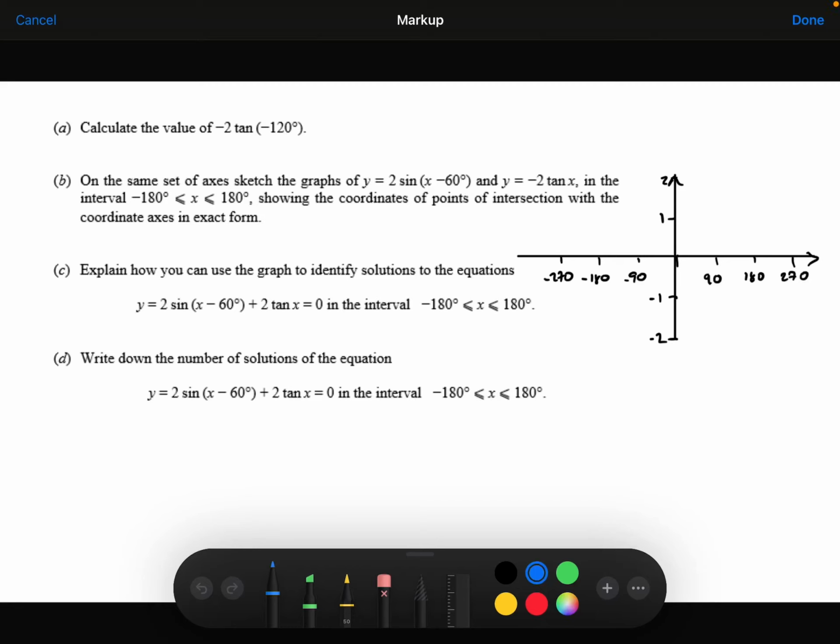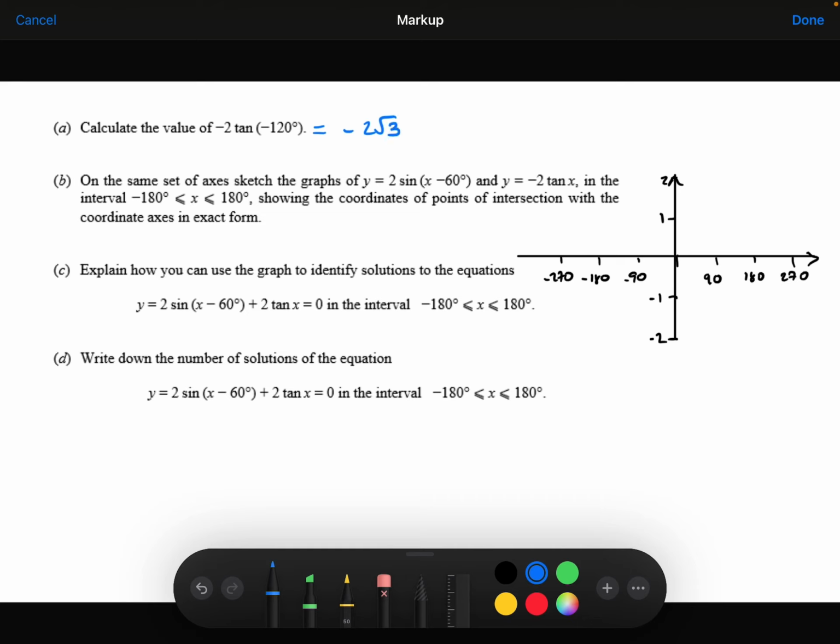Part A, calculate the value of minus 2 times tan minus 120. That's just us putting that into our calculator, and we'll get minus 2 root 3 in its exact form.